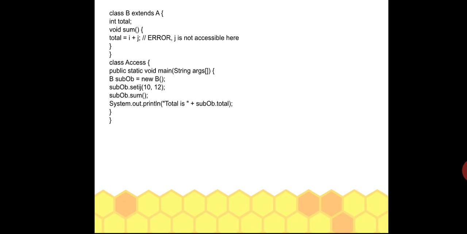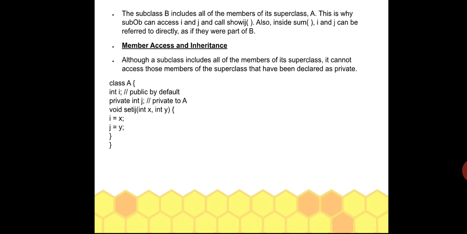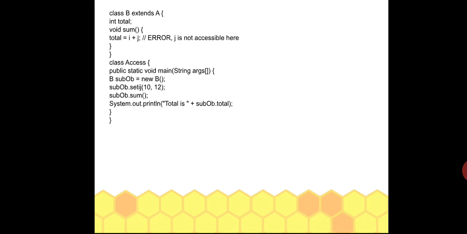Now you have one more method called void sum. Inside the void sum, what you are going to do? total equal to i plus j. You are doing i plus j. Now here i is accessible. Why? Because i is public, by default. They did not specify any access specifier, so they just went for int i. So from class B, from the sum method, i is accessible but not j, because j is a private member, isn't it?